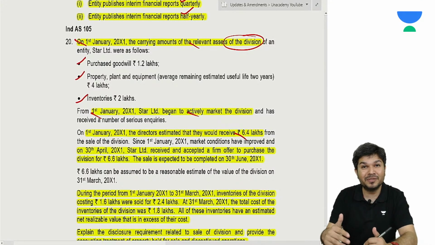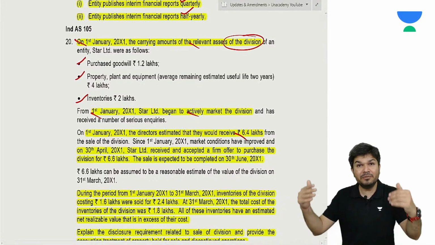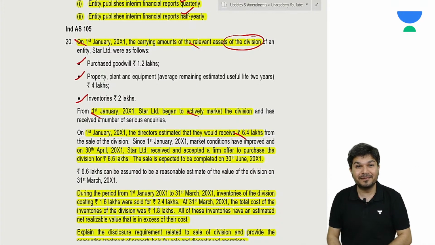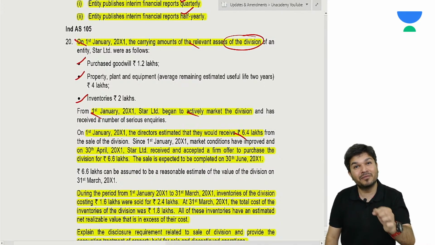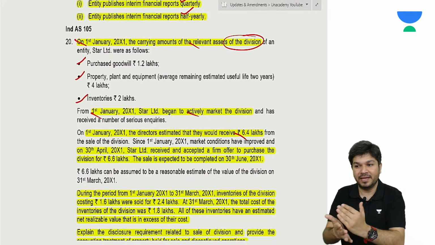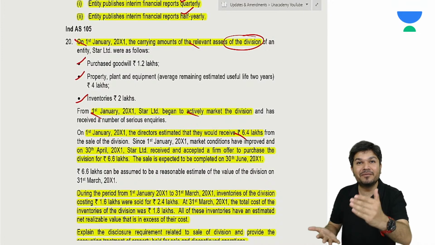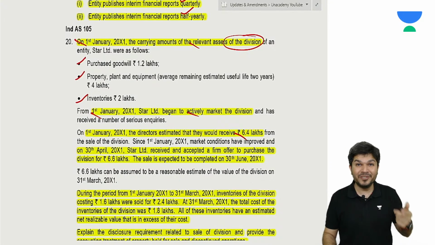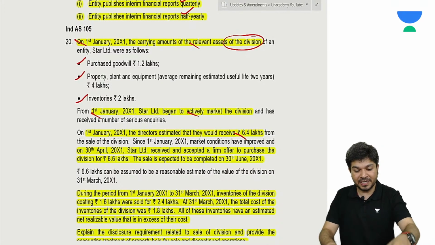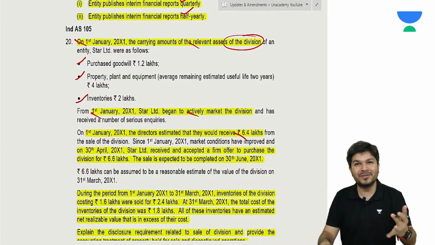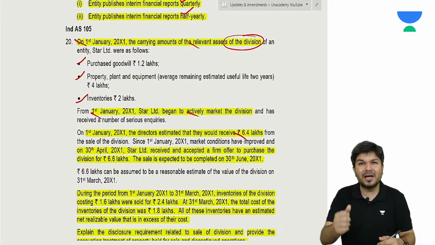Okay, so can I say now that the division is for sale? You actively market it. If you have started actively marketing, it fulfills the criteria for asset held for sale. And when something fulfills the criteria for asset held for sale, it will be a part of discontinued operation. So discontinued doesn't mean you have already stopped. Either you already stopped or it meets the criteria for held for sale. So now it will be meeting your discontinued operation criteria, and this has to be valued.